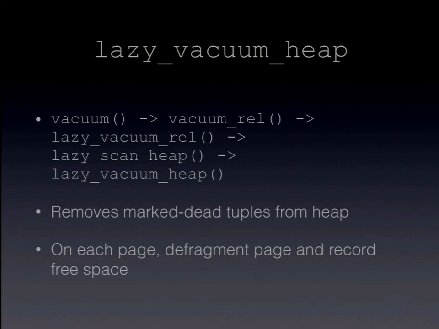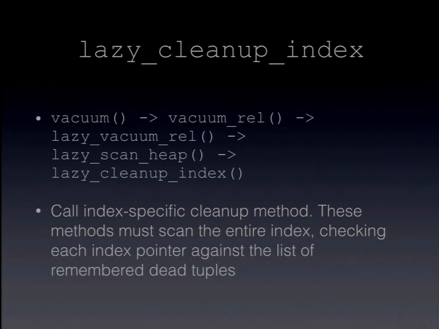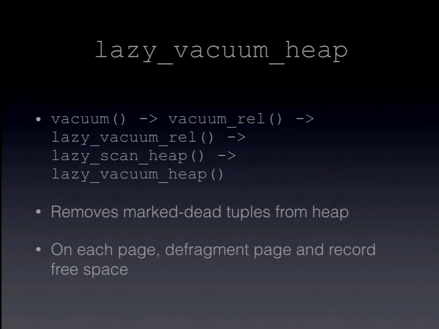Lazy vacuum heap is the function that actually removes the dead tuples from the table itself. So this gets called after we've called lazy cleanup index on each index in the table. We then call lazy vacuum heap. It goes to each block that it needs to, removes all the tuples that were marked dead, and on each page, it will defragment the page and record what the free space is.